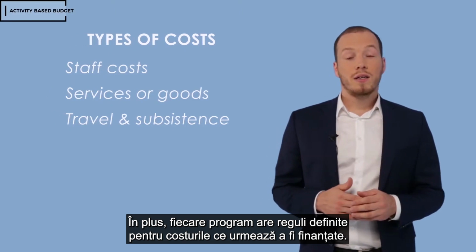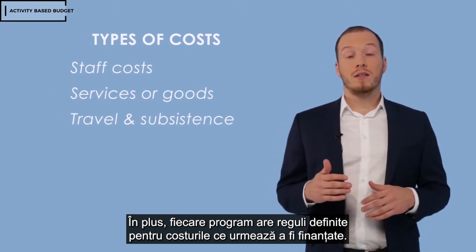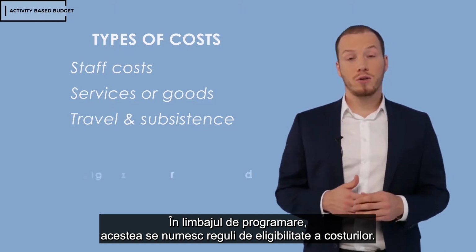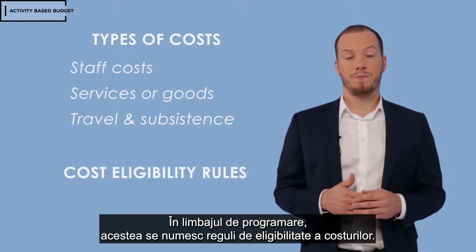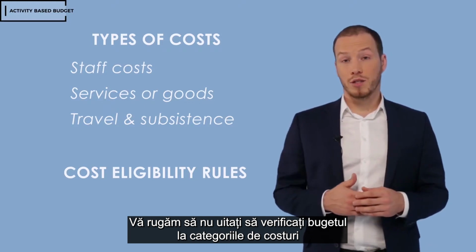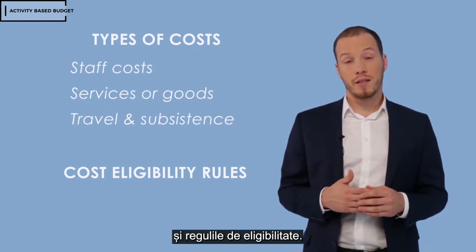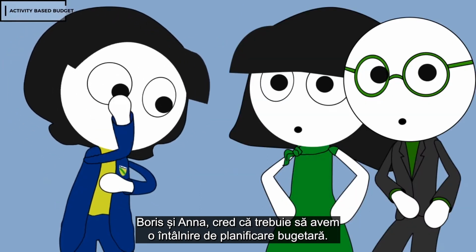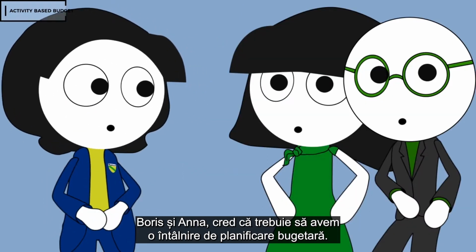In addition, each program has defined rules for the cost to be financed. In a program language, these are called cost eligibility rules. Please remember to check your budget against the cost categories and the eligibility rules. Boris and Anna, I think we need to have a budget planning meeting.